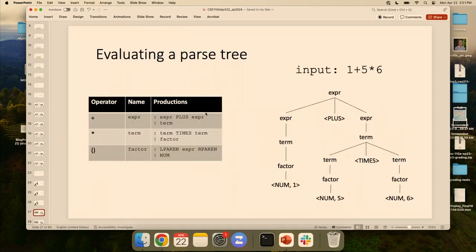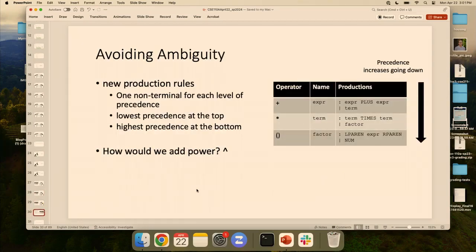Okay. This is just an example of evaluating the parse tree. Remember, if you have something like 1 plus 5 times 6, you want the times to be lower in the tree than the plus, because that gets evaluated first. So you can review some of these slides if you still want to get some practice. We did talk about the table. We said to make that table, the lower precedence goes at the top, higher precedence at the bottom. And again, that just reinforces that idea that you want operators that have higher precedence to go lower in the tree.